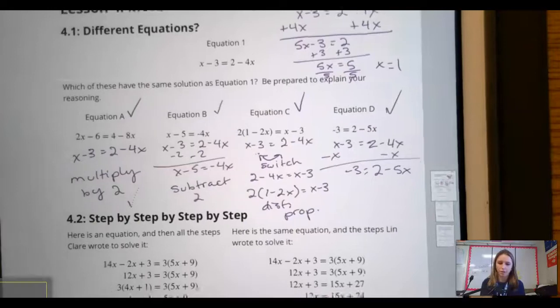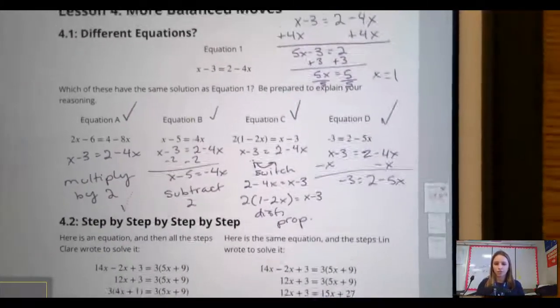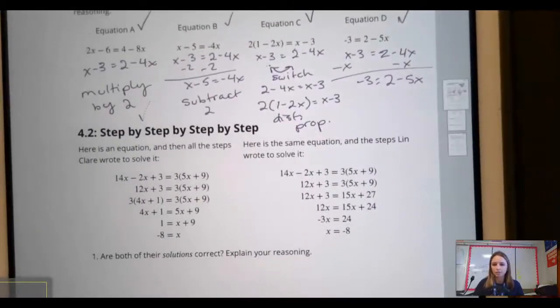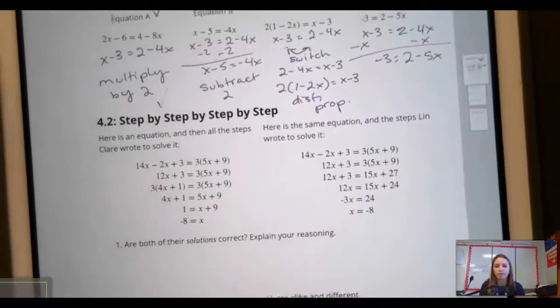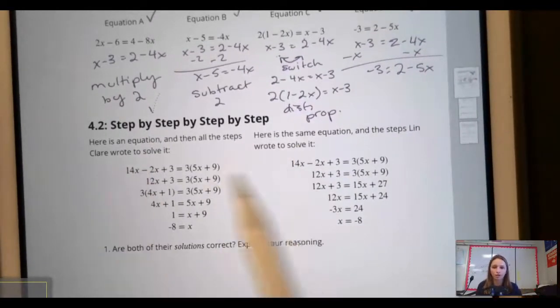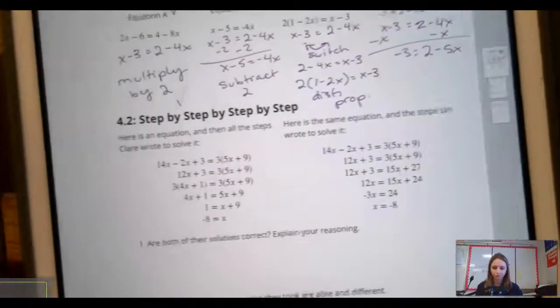Alright, now let's move on to the next one. So here we go. Now we have the same equation, and it was solved two different ways. Now we need to see if the steps match up and if they're done correctly. And then we'll be able to notice if there are different ways to solve the equation.